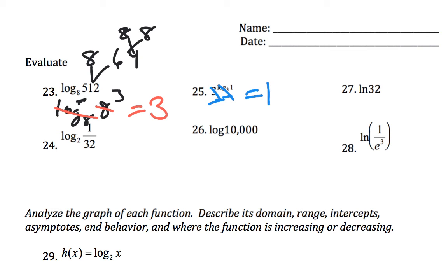27, the natural log of 32. Put it in your calculator. 3.4657.